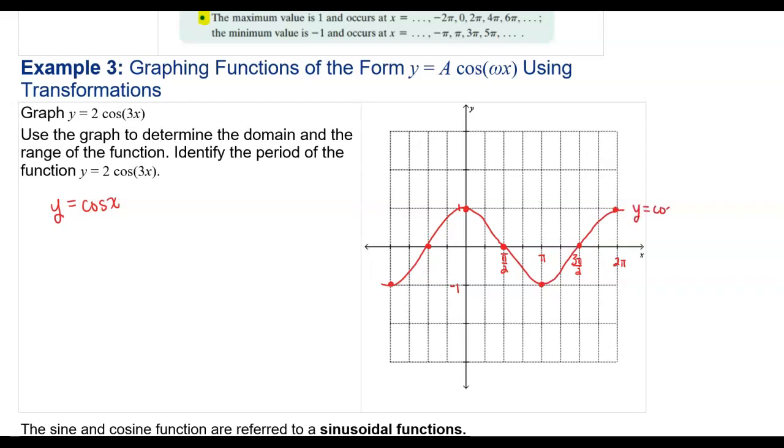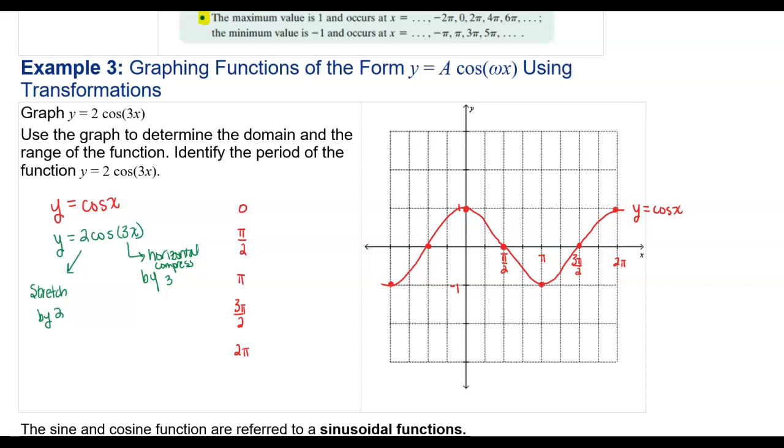Y equals cosine x. Now, when we look at y equals 2 cosine 3x, once again using our transformations, we're going to stretch vertically by 2, but we are going to horizontal compress by 3. So we had the point, the x is 0, pi over 2, pi, 3 pi over 2, and 2 pi.